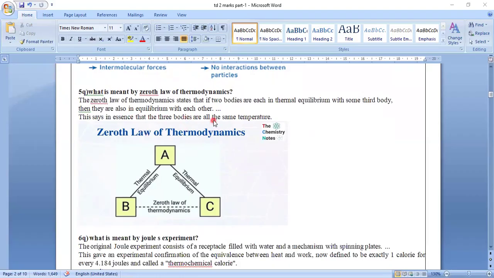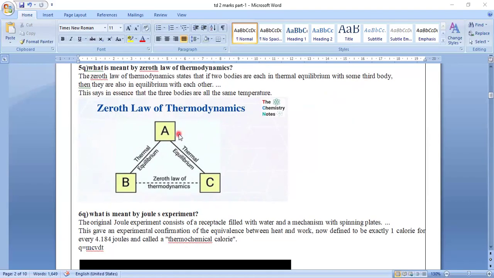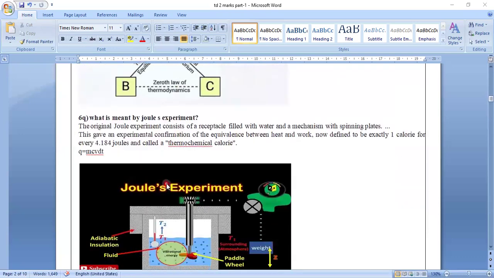The zeroth law of thermodynamics states that if two bodies are each in thermal equilibrium with some third body, then they are also in equilibrium with each other. Say three bodies are taken. For example, this is having a temperature of 10 degrees, this is having 10 degrees, and this also. All the systems are said to be at a temperature of 10 degrees only. This says in a sense that the three bodies are all at the same temperature. So zeroth law means temperature is shared.